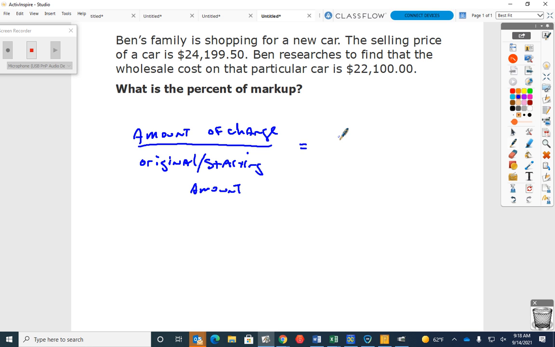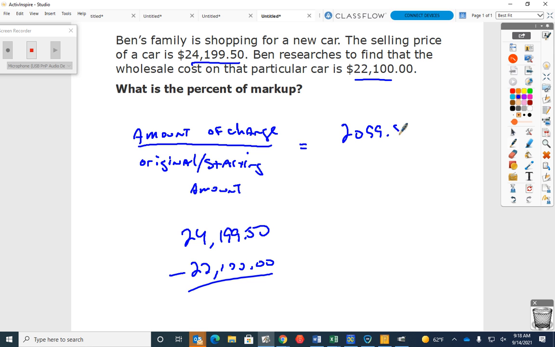So I'm going to find the difference between these two. Okay, how do I find the difference? So $24,199.50 minus $22,100. And what do I do when I get that? Anybody? $2,000 what? $99.50. 50 cents, yeah. Okay. Now, what do I divide this by? What was the selling price of the car?